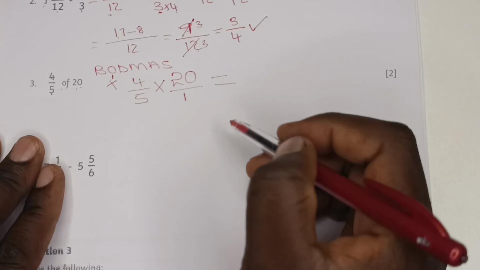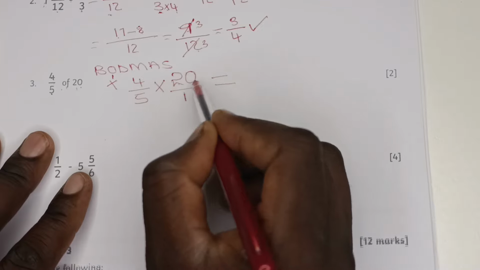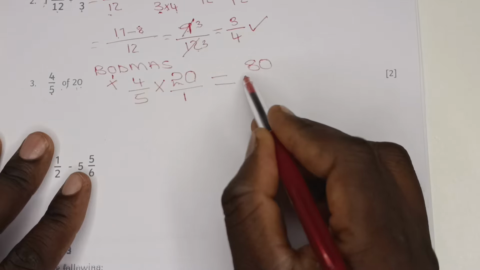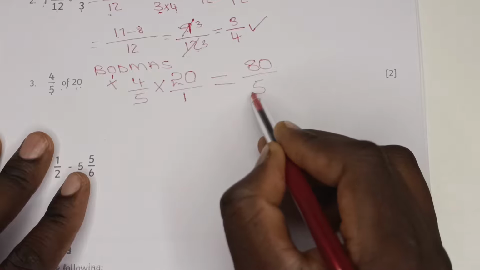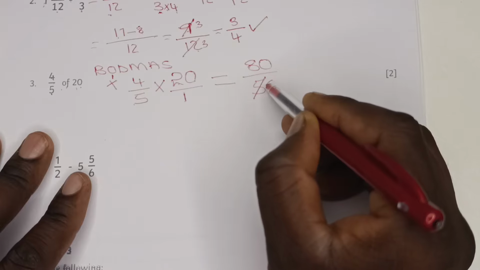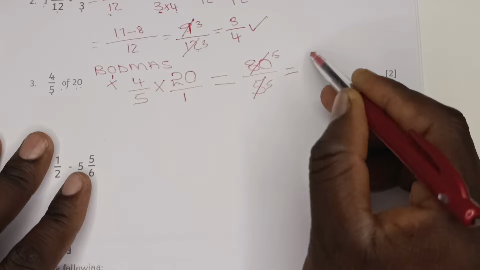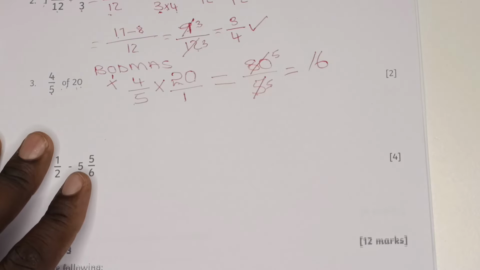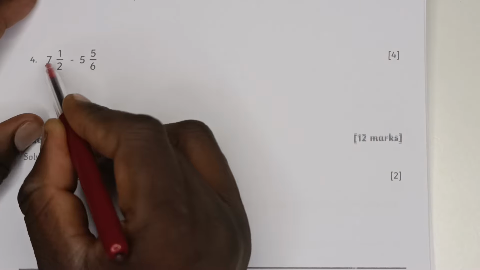So here we multiply. 4 multiplied by 2 is 8, by 0 it's 80, over 5 multiplied by 1 is 5. So this one we can still simplify it. We divide by 5 here and divide by 5 here. Then we are left with 16. Here it's over 1, so it's the same as if we didn't write anything.